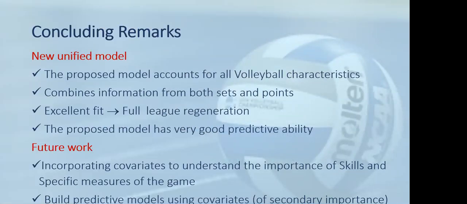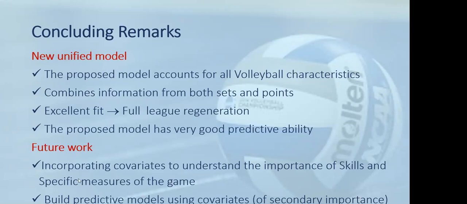So to conclude, this is a new unified model. The proposed model accounts for all volleyball characteristics. It combines information from both sets and points. And I think it's one of the first that does this. The fit is excellent for a practical problem. We have fully reproduced the league. The out-of-sample prediction is good, especially if you think that we have not used any other information except the teams that are playing each other. And the proposed model overall has very good predictive ability.